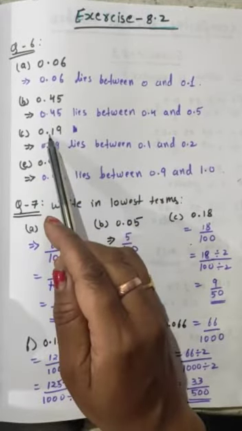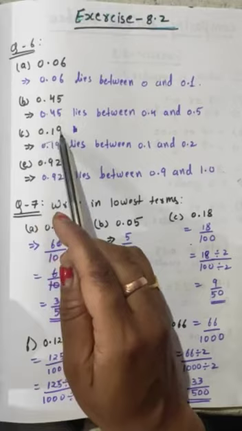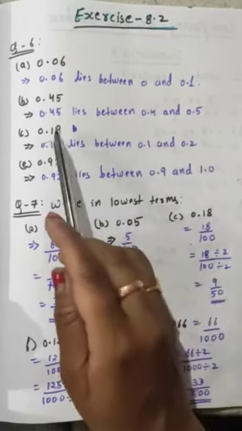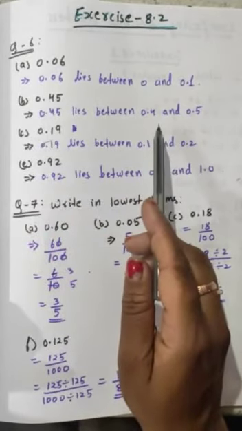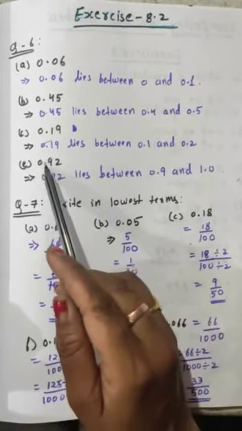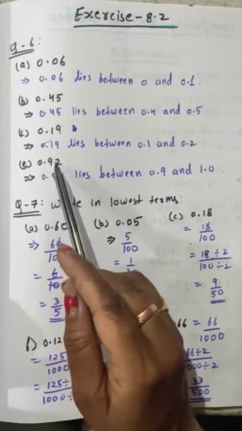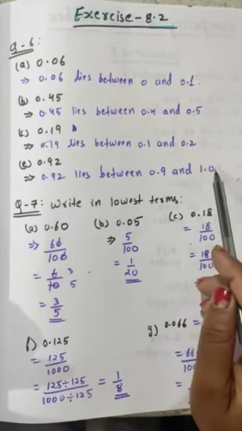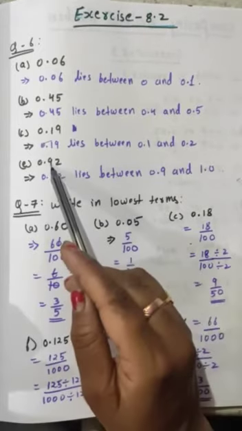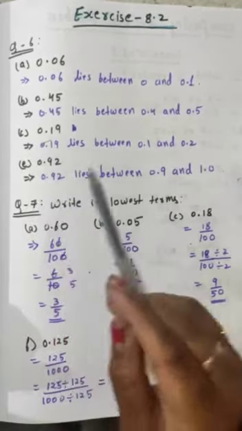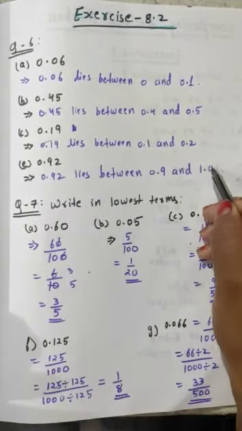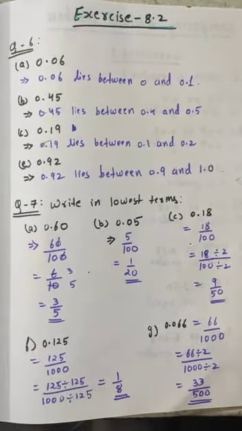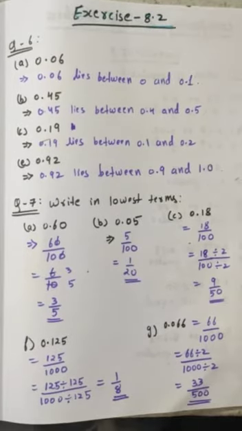Similarly, this number 0.19 will lie between 0.1 and 0.2 because 90 के बाद next number क्या आएगा आपका 20. Okay, so this way. Similarly, 0.92 will lie between 0.9 and 1.0. Okay, because 92 के बाद 100 आएगा, so 1 will go this side, so it will be between 0.9 and 1.0. So this way you have to do the remaining parts of this question.